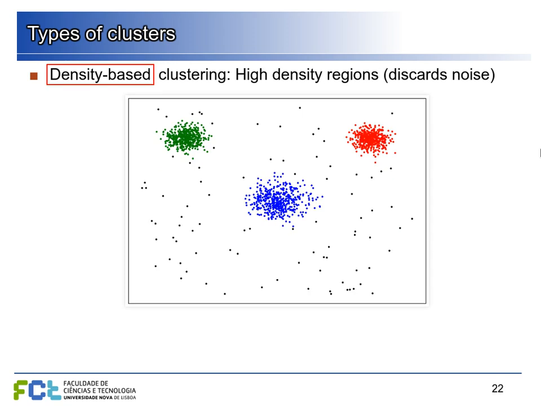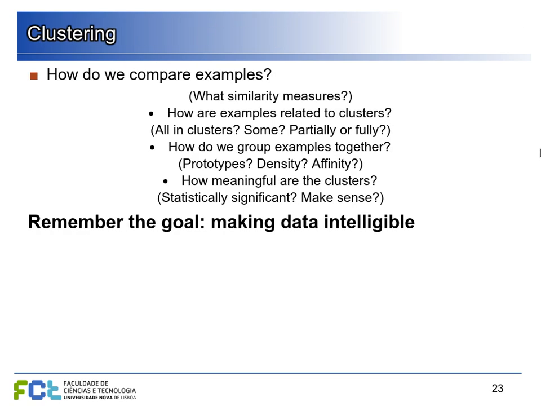Another possibility is to use density-based clustering. So regions with high density belong to clusters, and then regions with very low density are just noise and they are discarded. So in this case, we have 3 clusters, red, green, and blue, and then these black dots here do not belong to any cluster, and this is an example of a partial coverage. So we do not force all points to belong to clusters.